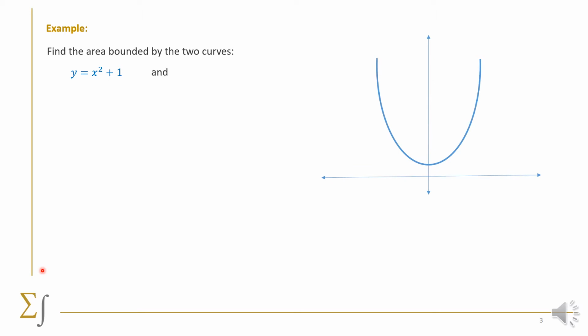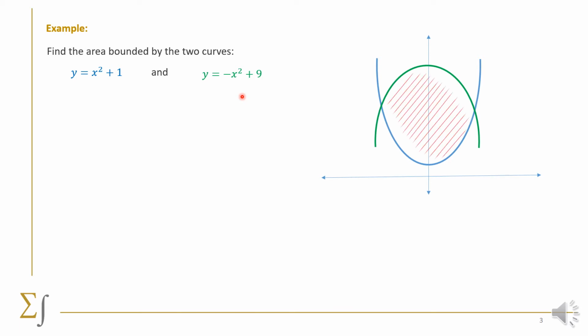Now let's see this example. Find the area bounded by the two curves x squared plus 1 and minus x squared plus 9. So here we have the blue curve, which is x squared plus 1. This is a parabola which is shifted upwards 1 unit. And the green curve is also a parabola, but it is inverted and shifted upwards 9 units because we have a minus sign here, so it is open downwards. So this is the minus x squared plus 9 curve. Now we are asked to find the area bounded by these two curves.